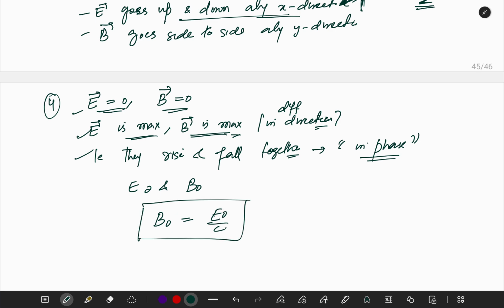This is the very important equation. So if E naught is, let's say, 10 to the power 16, then B naught is like that, 3 into 10 to the power 8. You understand? So the maximum value is different, but they go maximum at the same instant of the time. I hope you understand.